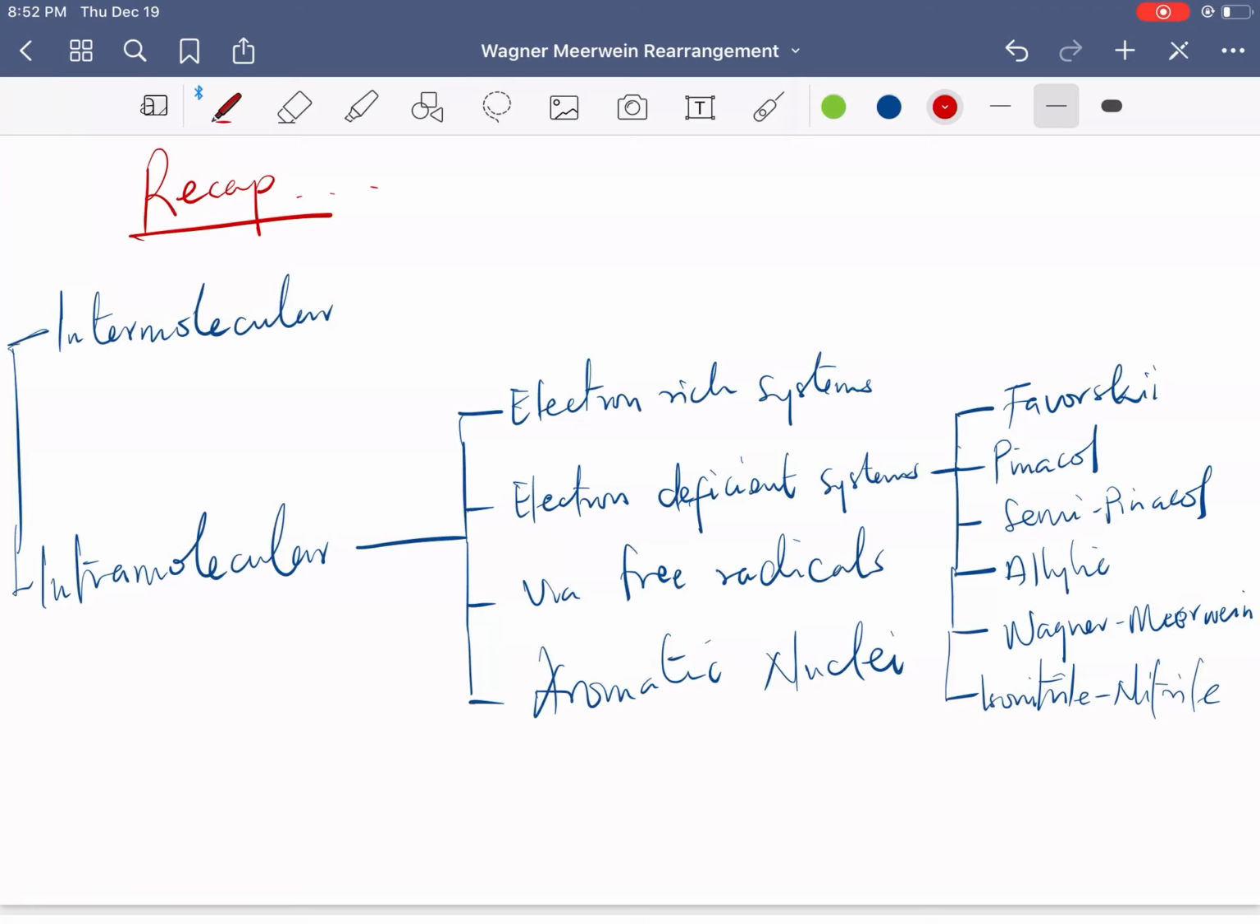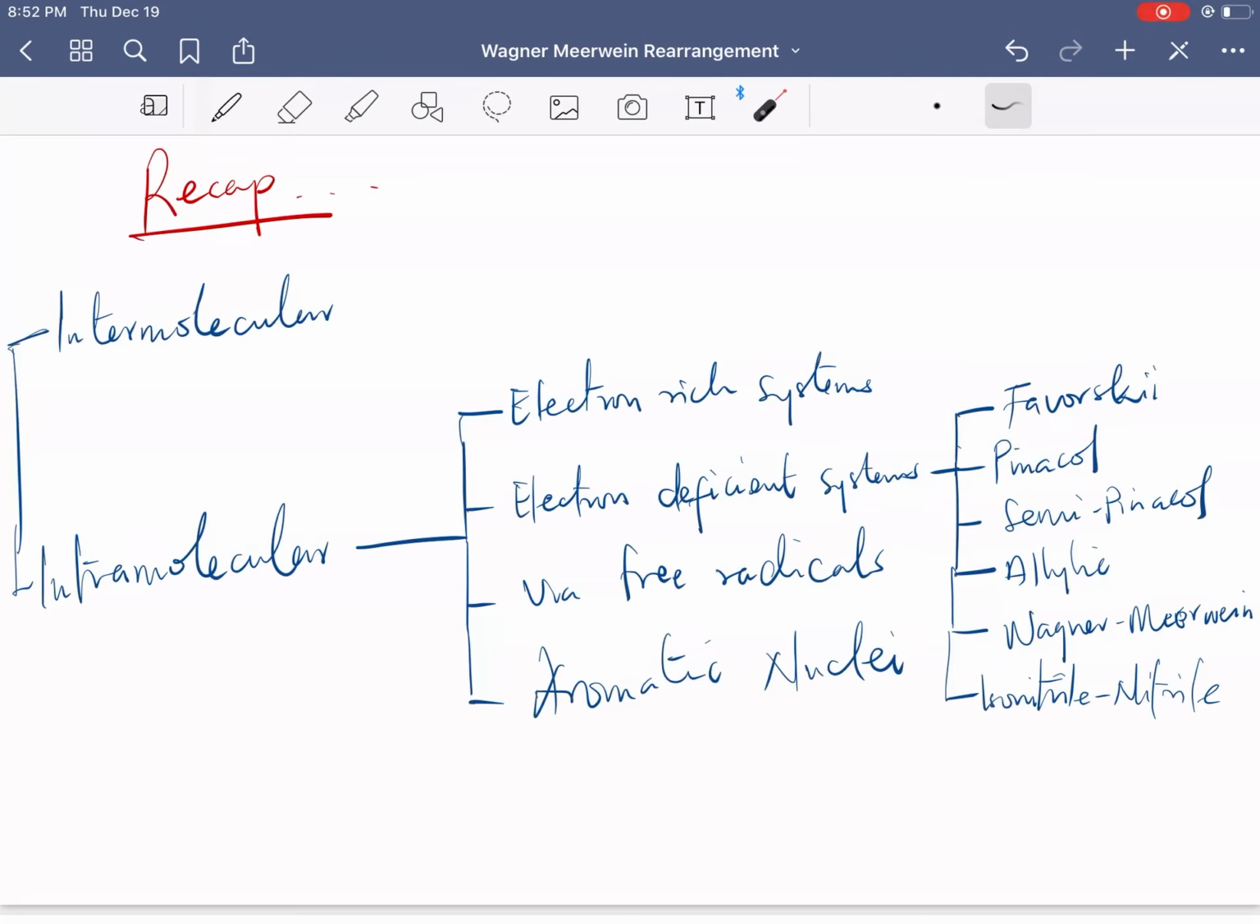So in the previous lecture, we looked at the various types of organic rearrangement reactions. We discussed that there are two main types: intermolecular rearrangement reactions and intramolecular rearrangement reactions. For the intramolecular rearrangement reactions, we said that there could be rearrangement on electron-rich systems, rearrangement on electron deficient systems, rearrangement that involves free radicals, and rearrangement on aromatic nuclei.